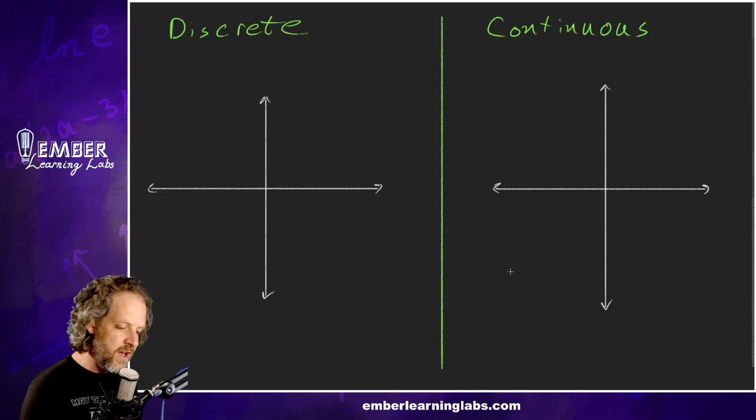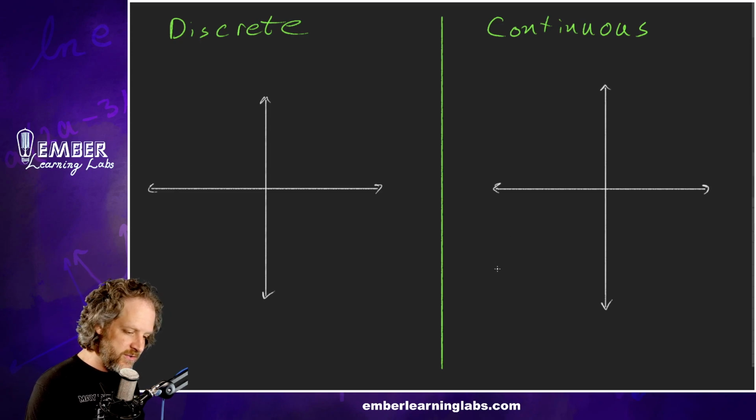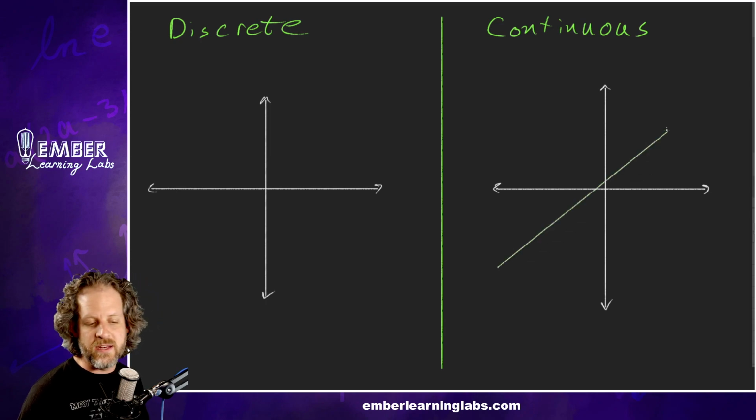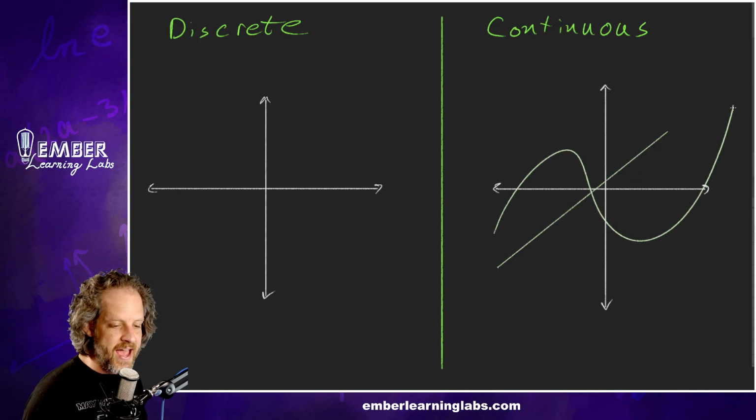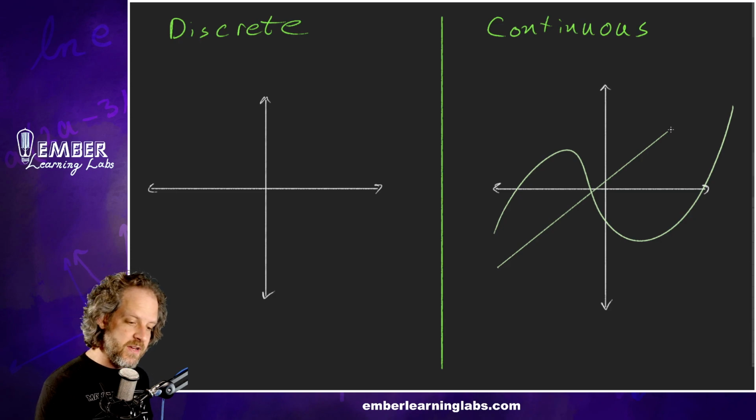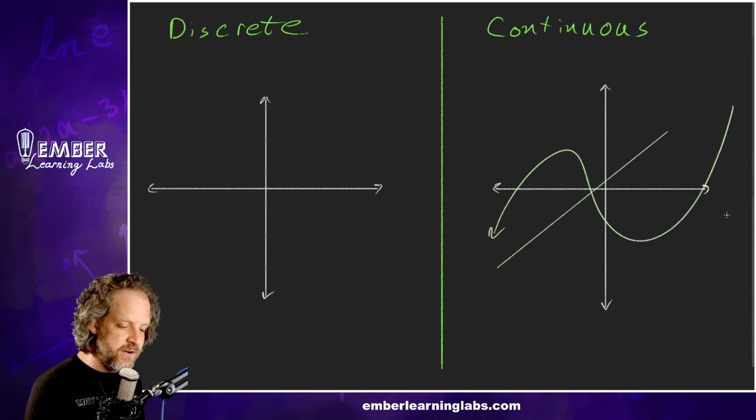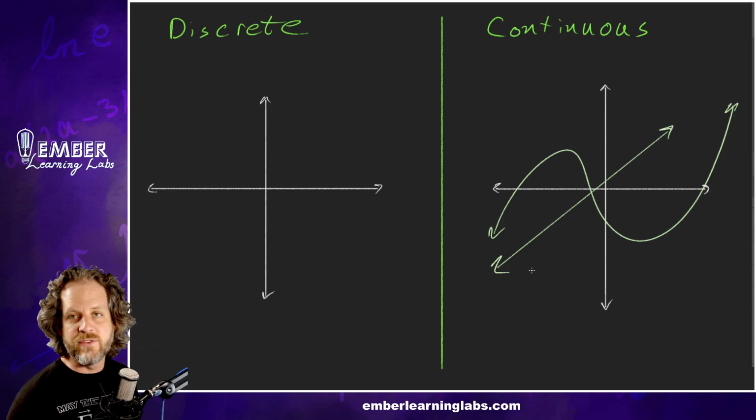Continuous is pretty easy, right? It's something that continues. So something like this would be continuous, or even something like that. Those are both examples of continuous functions. They don't have any gaps. They don't have any breaks. They don't have any hard corners. They don't have any of those kinds of things.